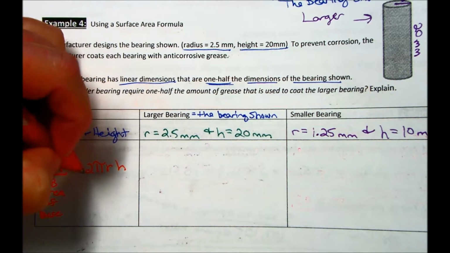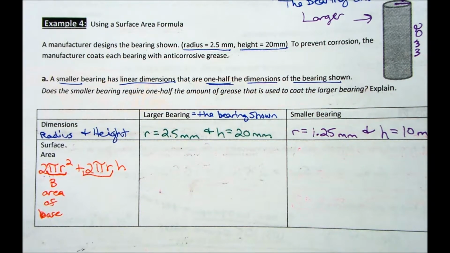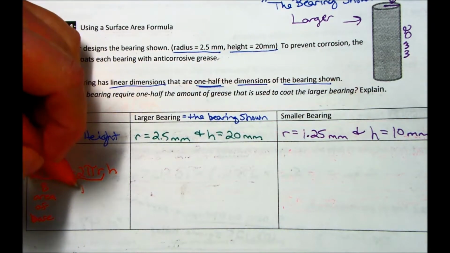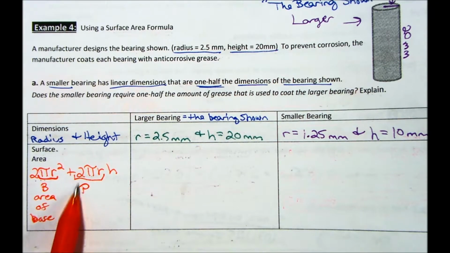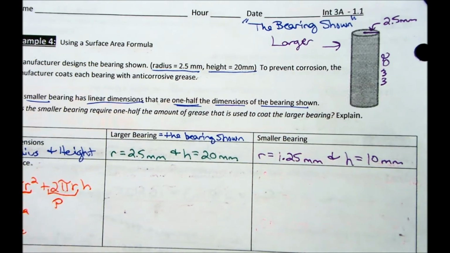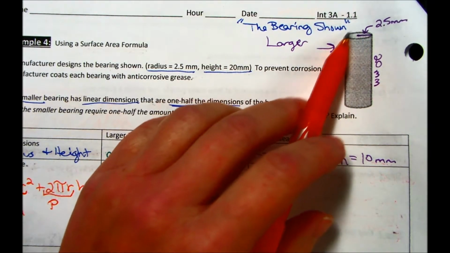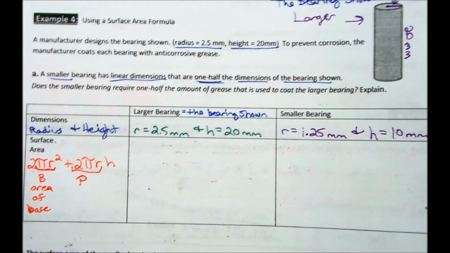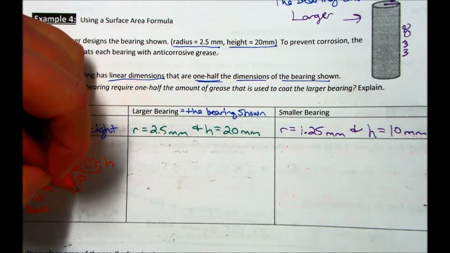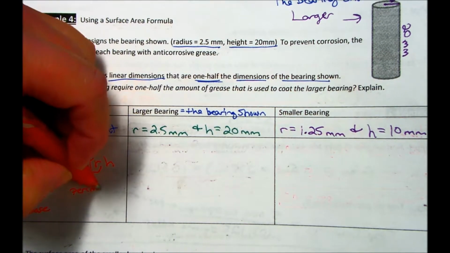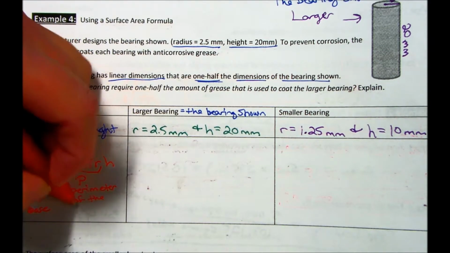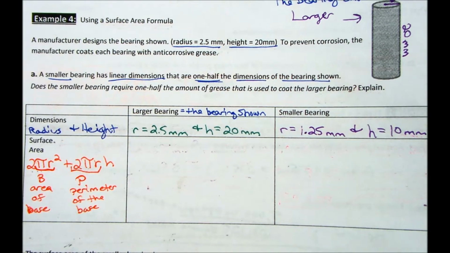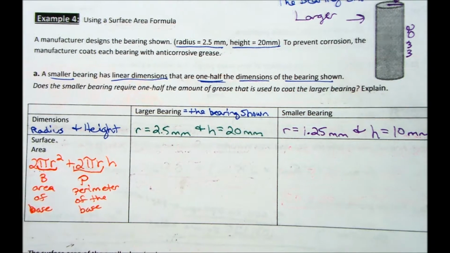And the 2 pi r is what we would call big P in a lot of formulas, where big P is usually the perimeter of the base. Well, because we have a circle, the perimeter of a circle is basically the circumference. So capital P, or big P, is basically the perimeter of the base. And then we multiply by our height.